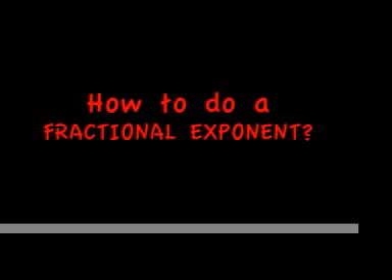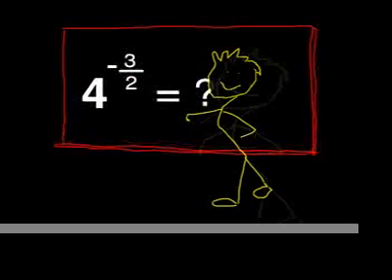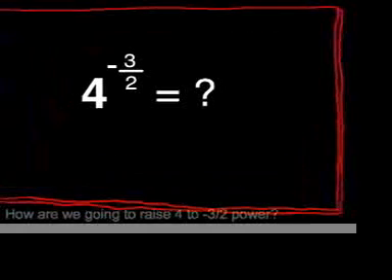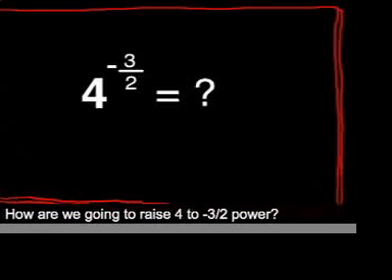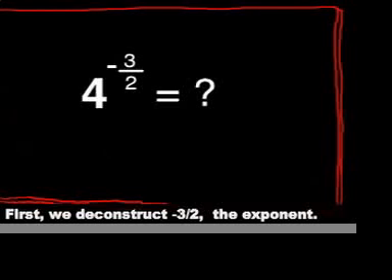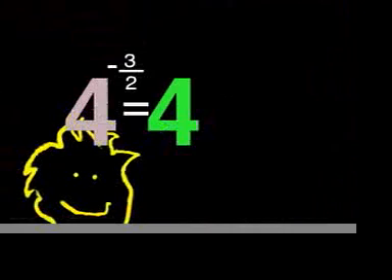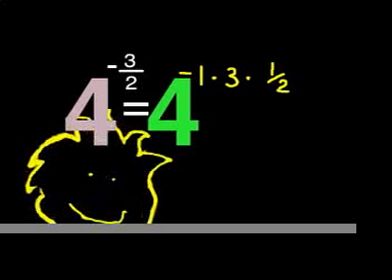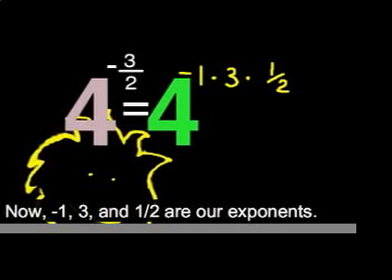How to do a fractional exponent? 4 to the negative 3 over 2. How are we going to raise 4 to negative 3 over 2 power? First, we construct negative 3 over 2, the exponent, so it becomes negative 1 times 3 times half. They are our new exponent.